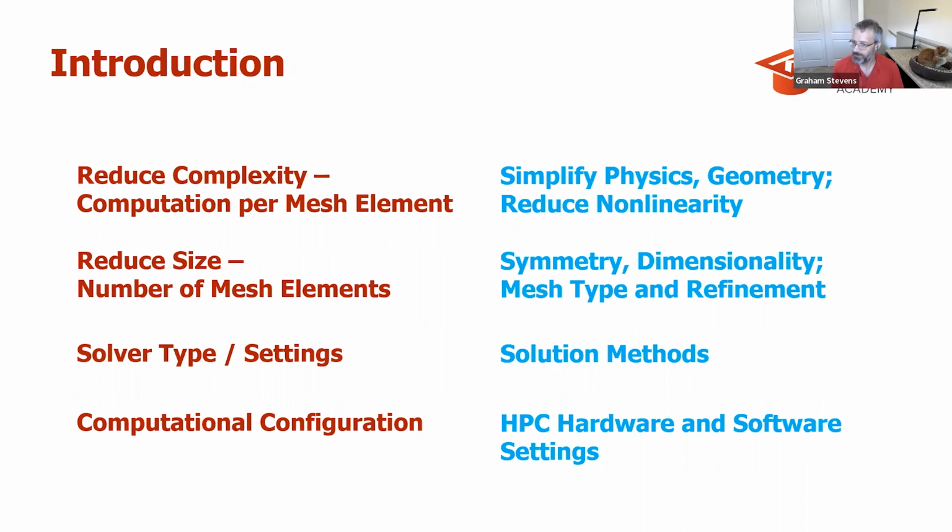And so the subtopics relative to reducing complexity, we'll go through simplifying the physics and geometry and reducing nonlinearity. We'll be looking at reducing size by taking advantage of symmetry and dimensionality and mesh type and refinement options. On the solution side, we'll be looking at solution methods and different strategies to speed things up there. And then finally, we'll be looking at our high performance HPC software and hardware settings.